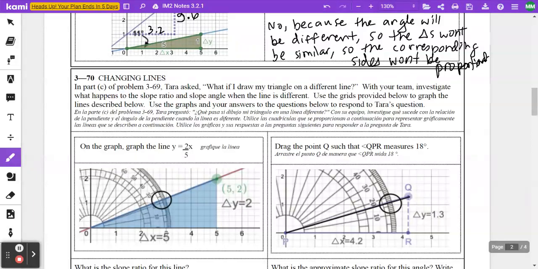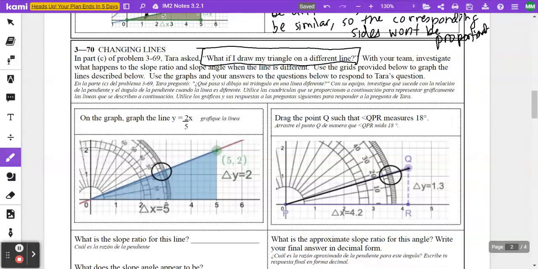In part C of problem 3-69, the previous problem, Tara asks, what if I draw my triangle on a different line? With your team, you would investigate what happens to the slope ratio and slope angle when the line is different. I am going to use the grids below to graph the lines described, and we'll use the graphs to respond to Tara's question. Remember that Tara's question is, what if I draw my triangle on a different line?